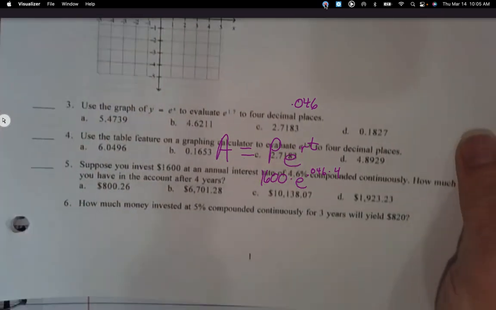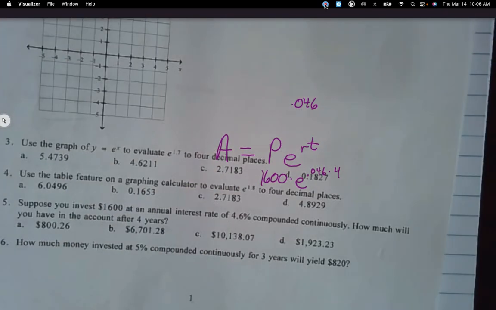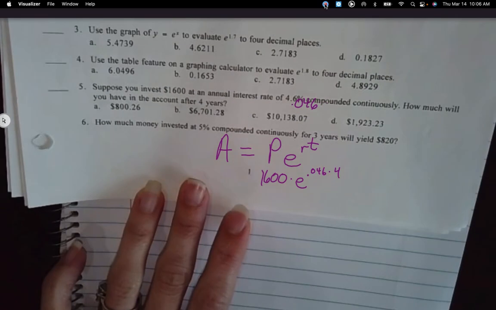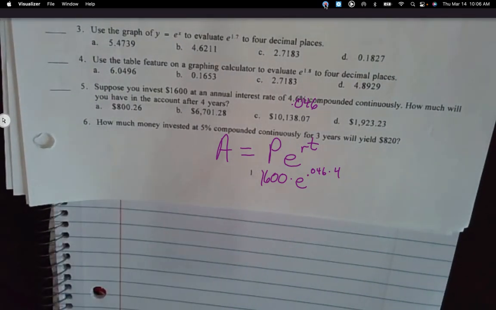Okay, number 6 is backwards. Number 6 is on there. Or it's not backwards, you just have to do a little bit more math. Same exact equation, so I'm going to have it on the board still, okay? But this time, they want me to know how much money I put in there. Like that one was $1,600. That's what I have to find this time.